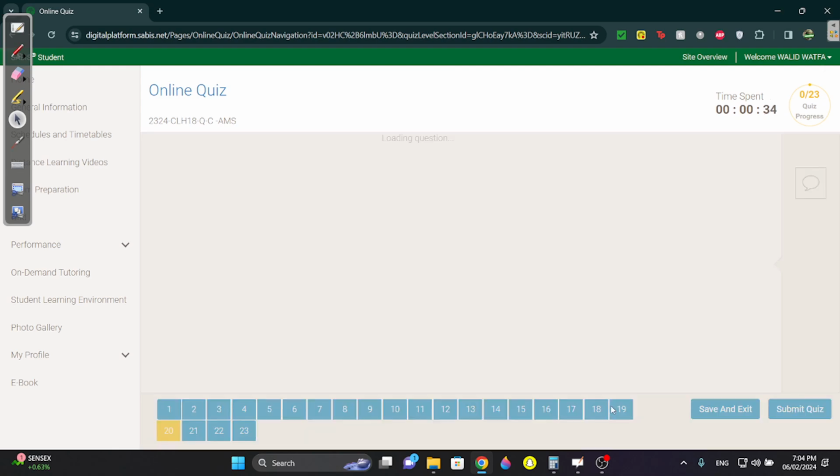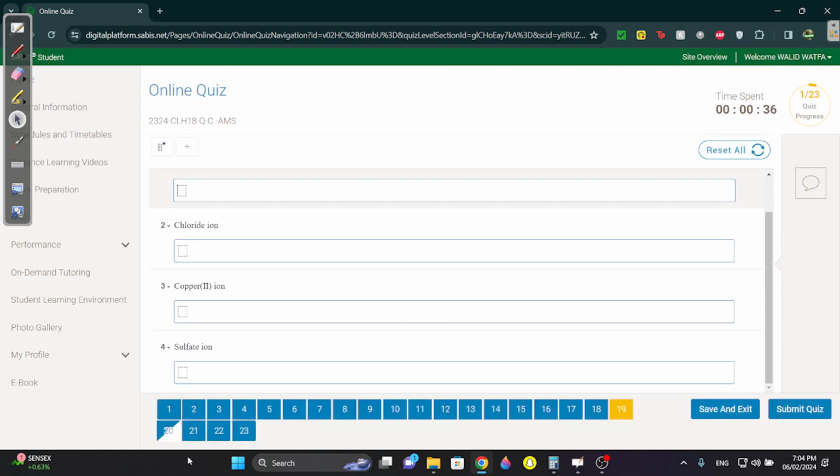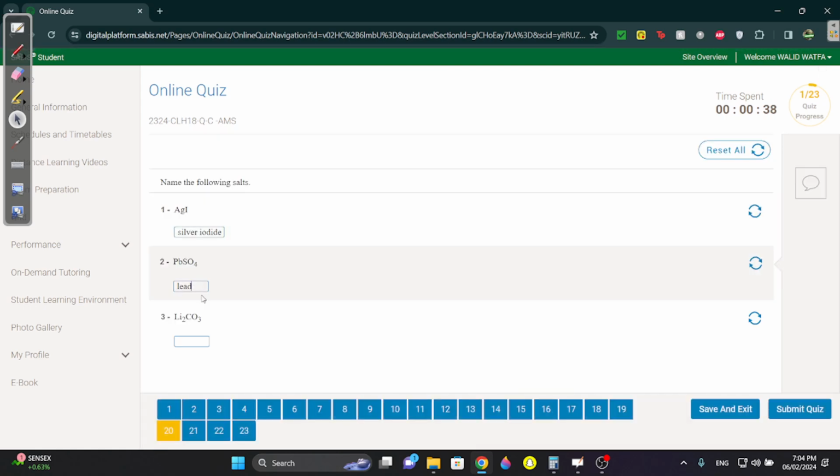How was it for you? Yeah, you put it like this. Lead, II, and then sulfate. Oh, Li2 is lithium, CO3 is carbonate. So you put it like this, it's easy.